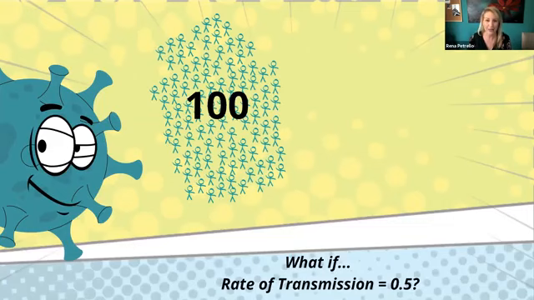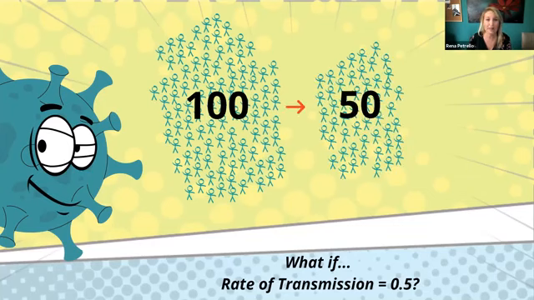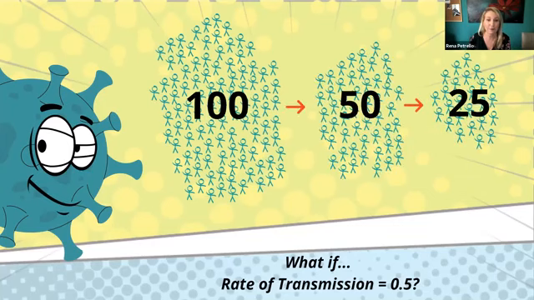Suppose 100 people were sick with COVID-19. A rate of transmission of 0.5 means that about half as many people will get sick from these 100 people. And about half as many people will get sick from those 50 people, and so on. So you can see in a community with this much protection, the virus spread will slow significantly faster.